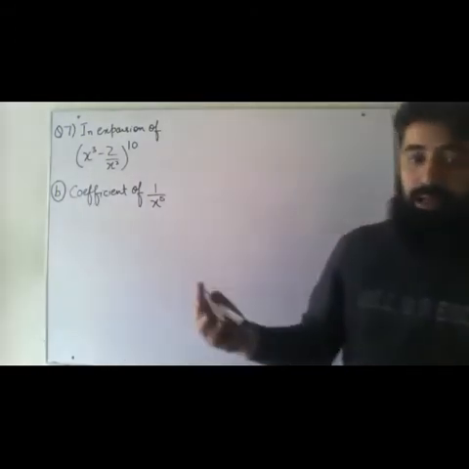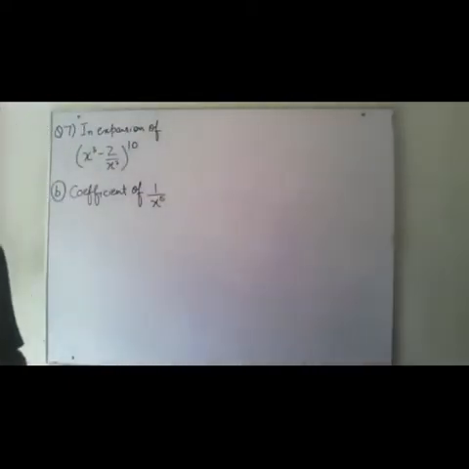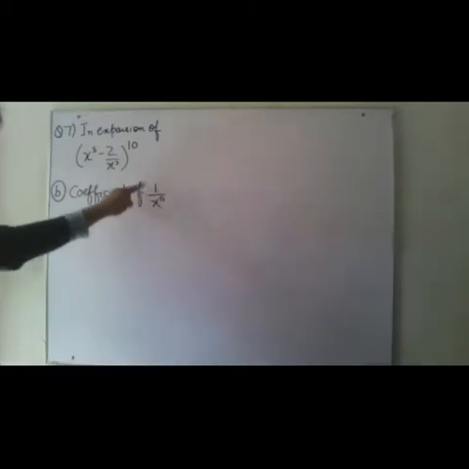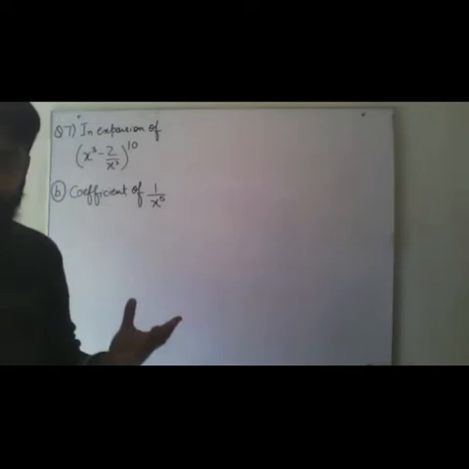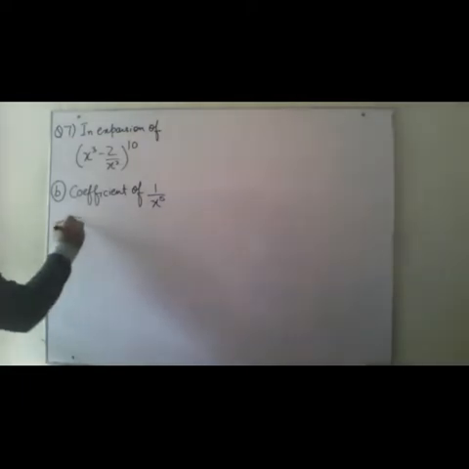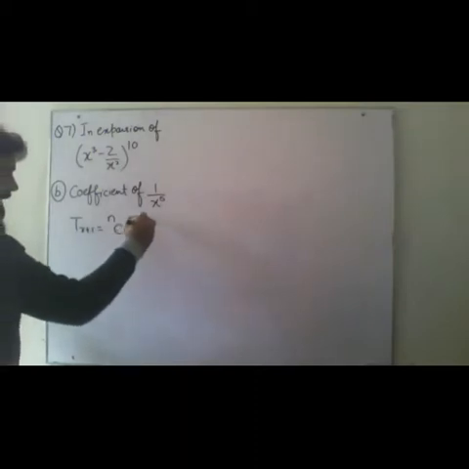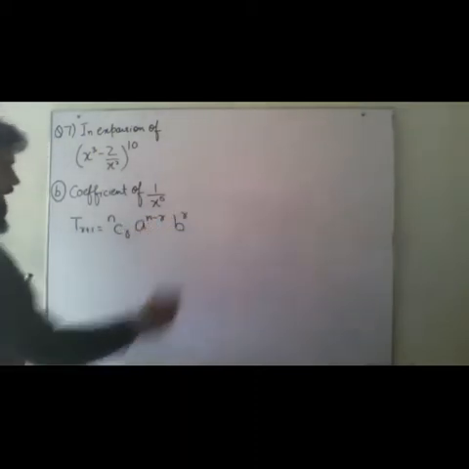But again the problem, no term number is given to me. I can't directly find out the term number. Then what I have to do is go with the same method we have done previously, to get my term number, and when I have the term number, then I can have all other things over here. Okay, so how will I do it? Again, first of all, writing my formula. My formula is T(R+1) equals NCR A^(n minus R) B^R.